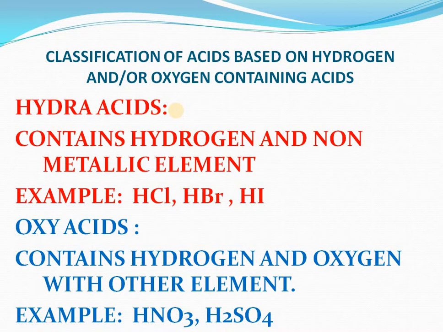It depends on what constituent is available in that acid. The acid which contains hydrogen and non-metal is called hydra acid. Examples are hydrochloric acid, hydrobromic acid and hydroiodic acid. Similarly, oxy acid contains hydrogen, oxygen and other elements. See here, H, O and other element. So these are examples of oxy acids.